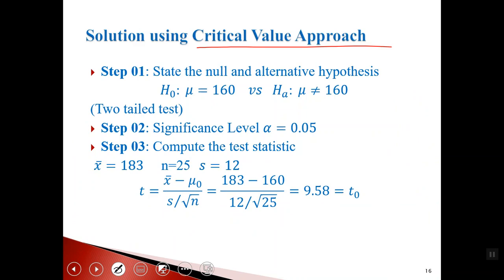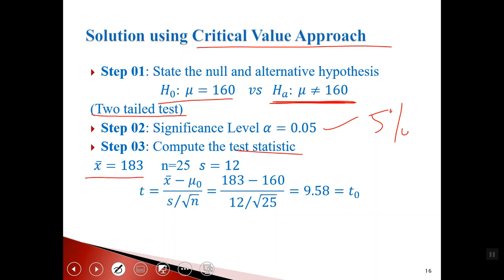Step number 1, state the null hypothesis and alternative hypothesis. You know what the alternative hypothesis is? Not equal 160. The null hypothesis is always mu equals the given value. This is a two-tail test. I have mentioned it here again, two-tail test. Step number 2, find the significance level alpha. It is 5%, which means alpha is 0.05.